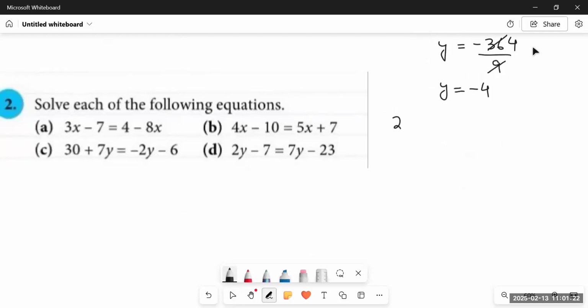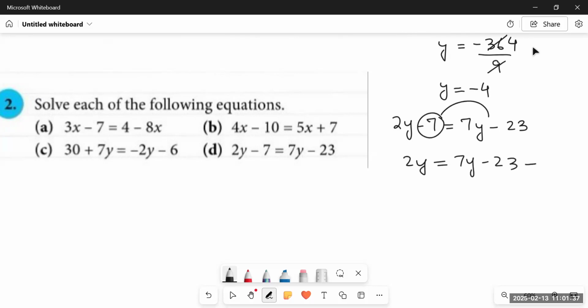Next we have part D. 2y minus 7 is equals to 7y minus 23. Same steps would be followed. Minus 7 will be shifted on this side. This would be 2y is equals to 7y minus 23 plus 7. You see, then we will figure out what do we have to do? Do we have to add or subtract? So it would be 2y is equals to 7y minus 23 plus 7, which equals minus 16.